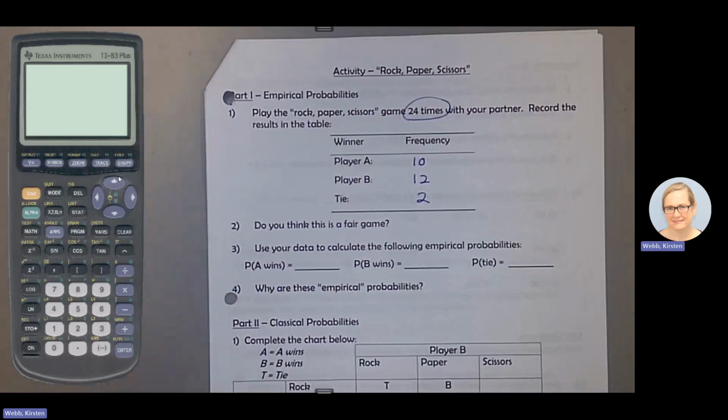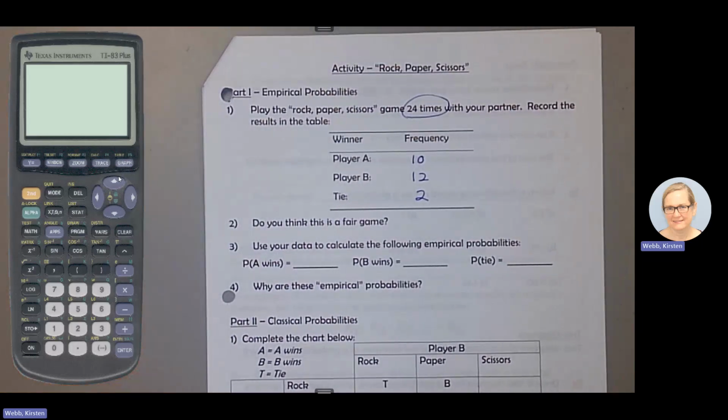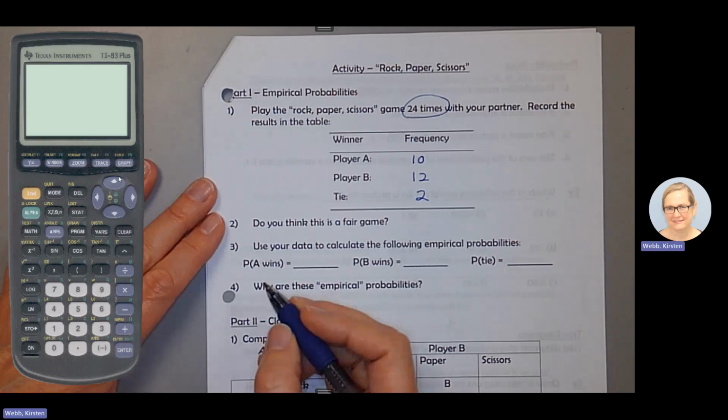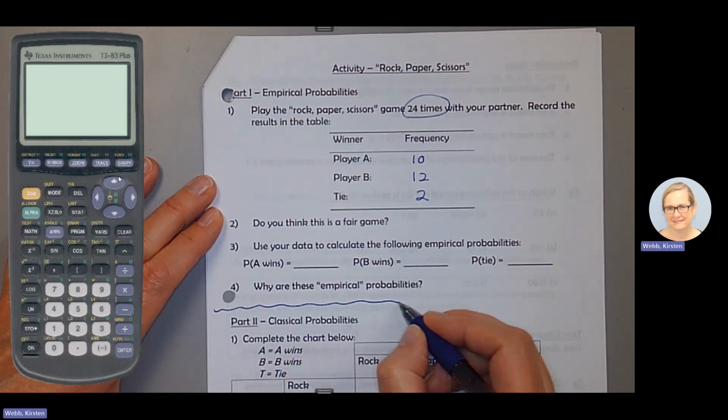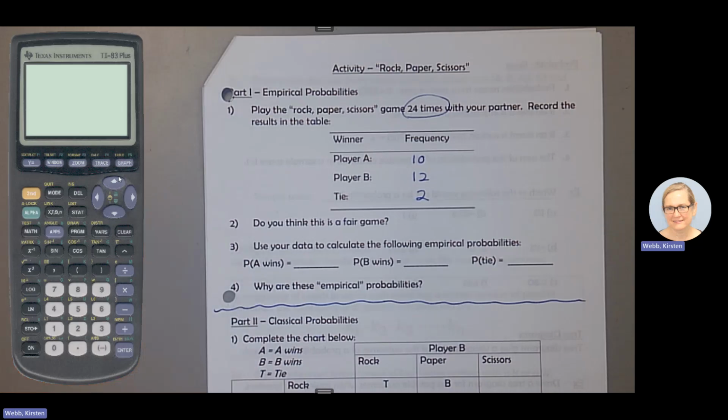So I think for it to be a fair game, there'd be an equal number of wins and ties. Oh, I get what you mean. So that helps get those 3 questions answered. When you get to part 2, you can stop for now. So just the top half of the page is what we're after.